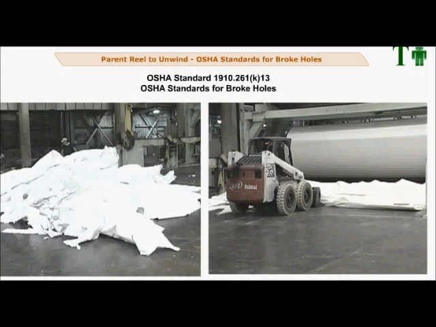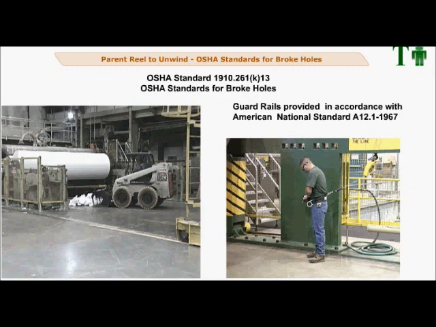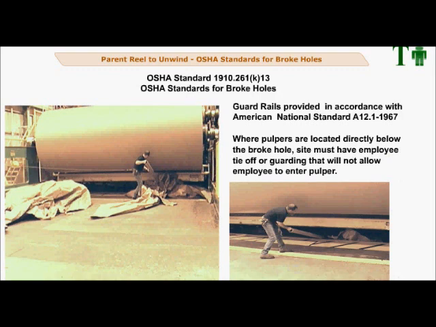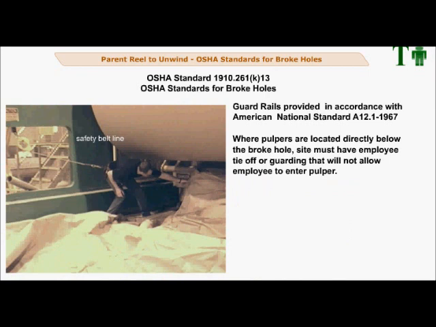OSHA standards for broke holes. OSHA standards for broke holes shall be followed. OSHA requires that a guardrail shall be provided at broke holes in accordance with American National Standard A12.1-1967. Where pulpers are located directly below the broke hole on a paper machine, and where the broke hole opening is large enough to permit a worker to fall through, any employee pushing broke down the hole shall wear a safety belt attached to a safety belt line.